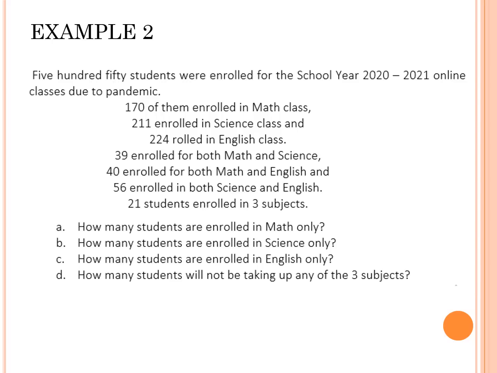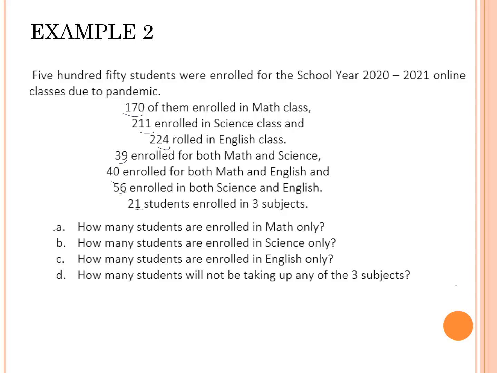Here is example number 2. 550 students were enrolled for the school year 2020 to 2021 online classes due to the pandemic. 170 of them enrolled in math class, 211 enrolled in science class, 224 enrolled in English class, 39 enrolled in both math and science, 40 enrolled in both math and English, 56 enrolled in both science and English, and 21 students enrolled in 3 subjects.